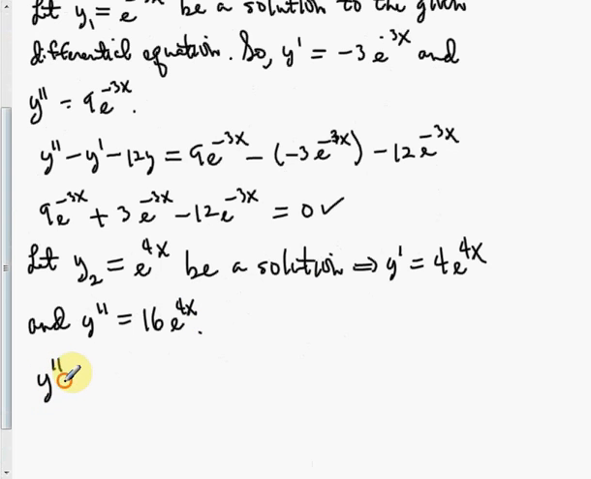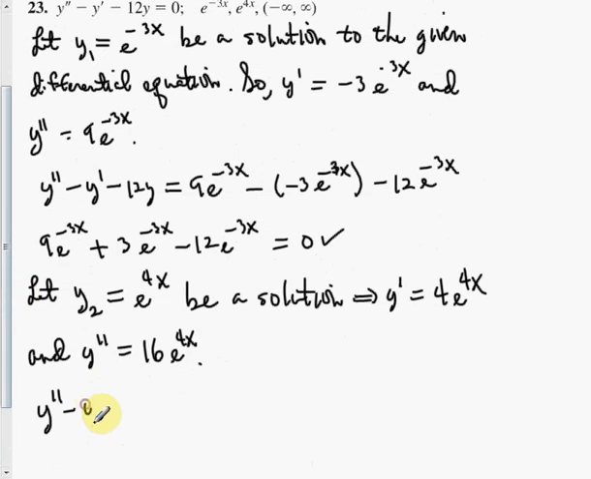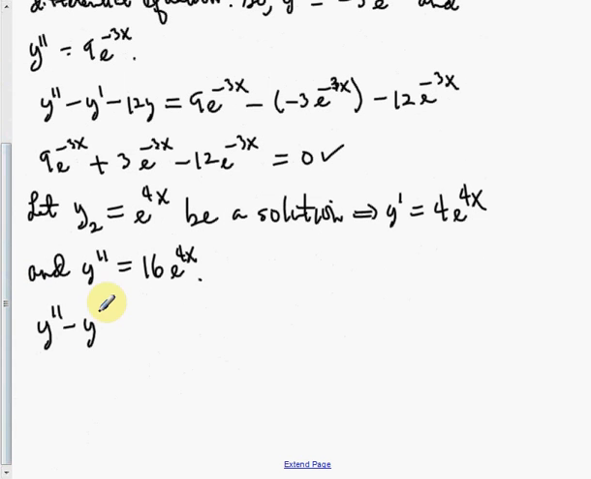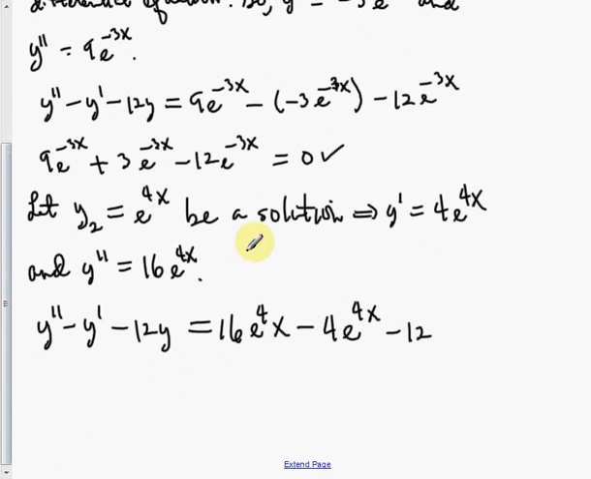So we have y double prime minus y prime minus 12y. This is equal to y double prime, 16 times e to the 4x, minus y prime, that's 4 times e to the 4x, minus 12 times y, that's e to the 4x. Well, 16 minus 4 is 12. Minus 12, we get 0.